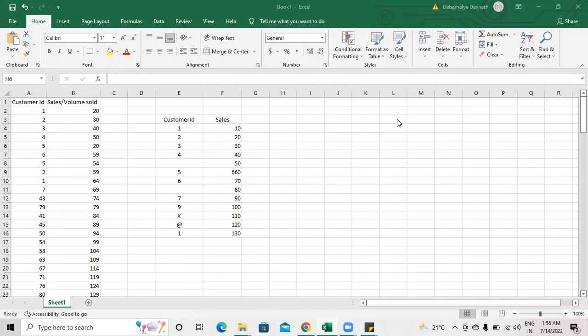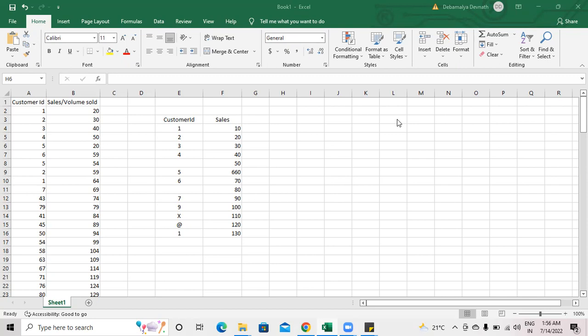So what does COUNT do? When you use COUNT, it will only try to read the number of occurrences which are numerical in nature. It will only count those occurrences which are numerical in nature, like 1 2 3 4 5. It will not try to count your at the rate, your special characters or alphabets. I'll show you with an example.